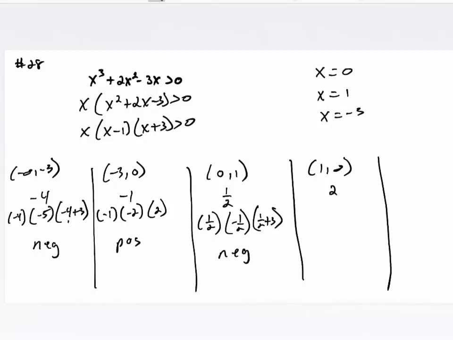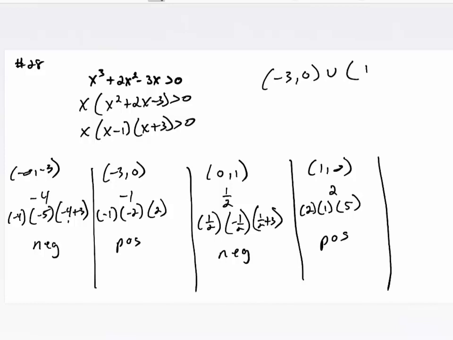Now let's go ahead and try 2. So we have 2 here, and then 2 minus 1 is 1, and then 2 plus 3 is 5, so this is obviously positive. And so for this particular one, our solution set, let me go back over here and get rid of this so I can write it. And so our solution set for this one is going to be negative 3, 0 union 1 to infinity.